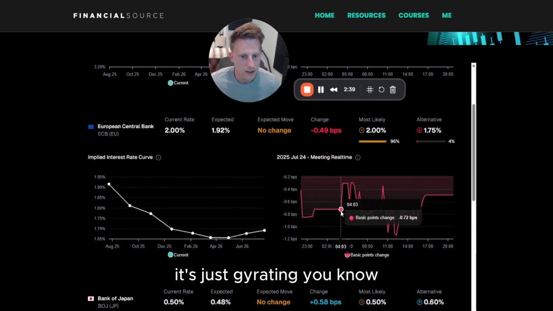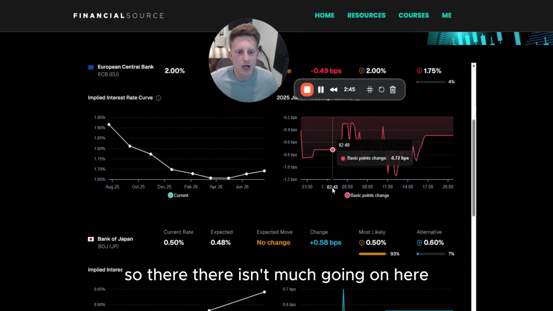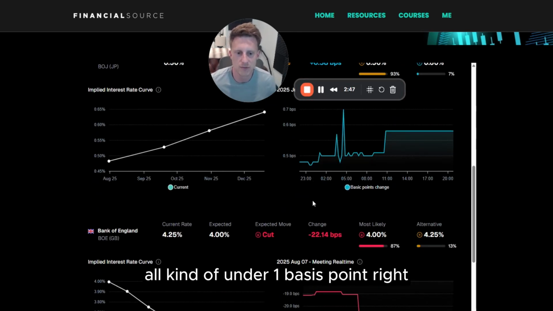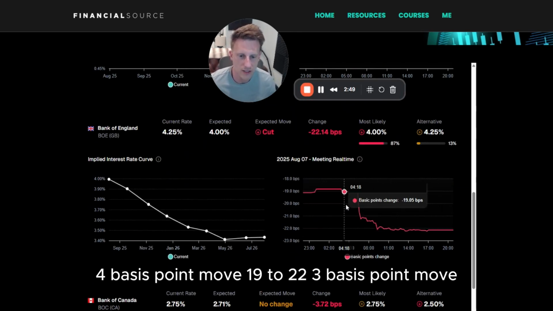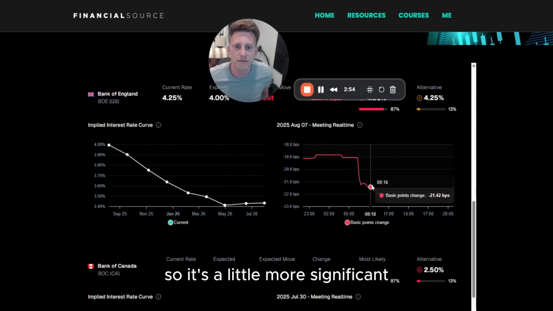It's just gyrating. This is like 0.72 to like 0.3. So there isn't much going on here, all kind of under 1 basis point, right? But here you got like a 3-4 basis point move, 19 to 22, a 3 basis point move. So it's a little more significant.